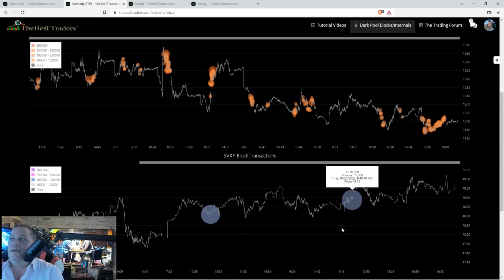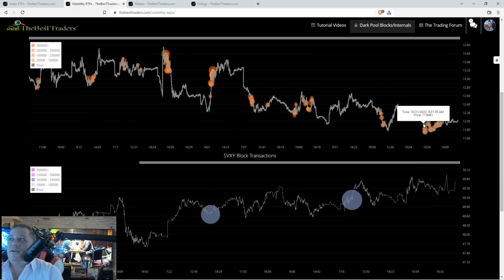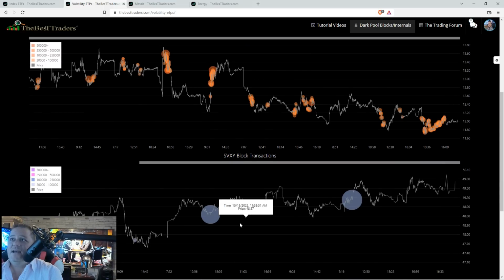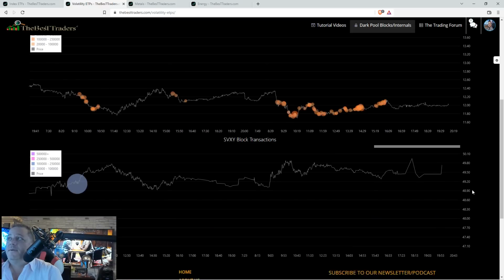SVXY, bought here, it looks like. This is a dump here. I'm not sure, I have to line it up. But like I said, we have really no big block on UVXY at the bottom or VIX, which tells me these could be sells. And maybe the VIX flies, we get a nice move, and then we get a big block at the high. So we'll see.